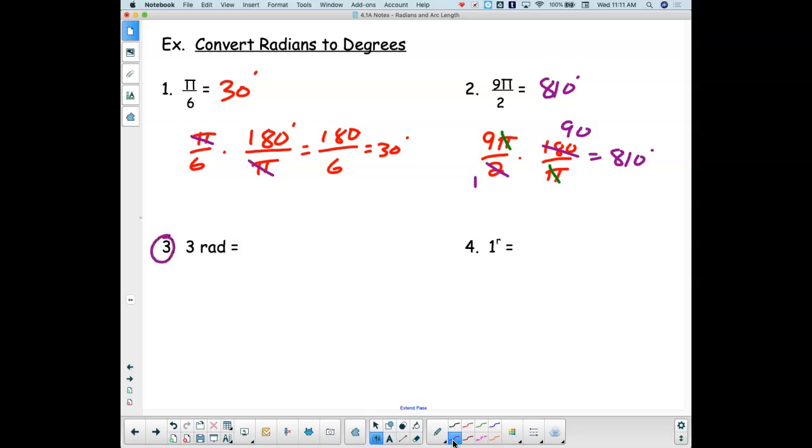We got 3 radians. I'm going to deal with the same deal because it's a radian. So we have this radian, so I'm going to multiply it by 180 degrees over pi radians. Remember, pi is that radian deal.